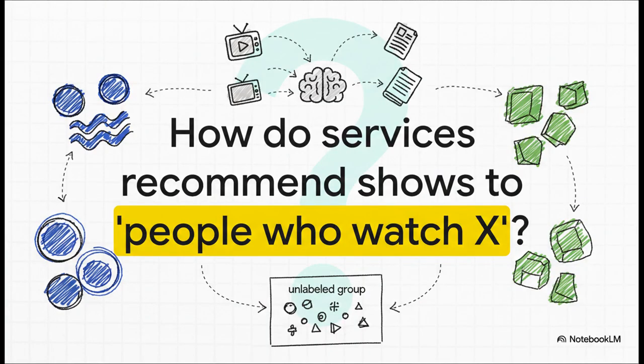So, have you ever wondered how services like Netflix or Spotify do their magic? They're always recommending things to people who watch X. But think about it. They don't start out knowing who those people are. They have to find that group first. And that's the core challenge we're talking about, finding meaningful groups when you have no labels to start with.